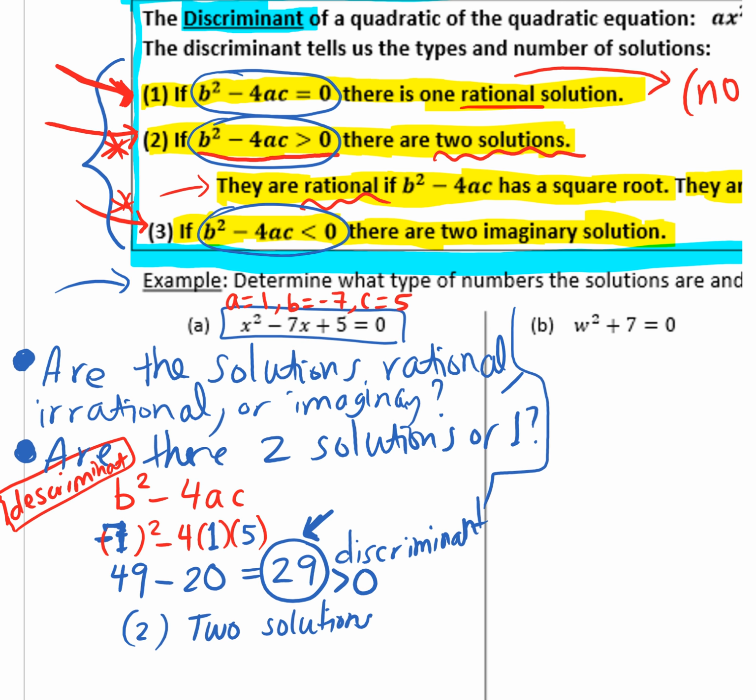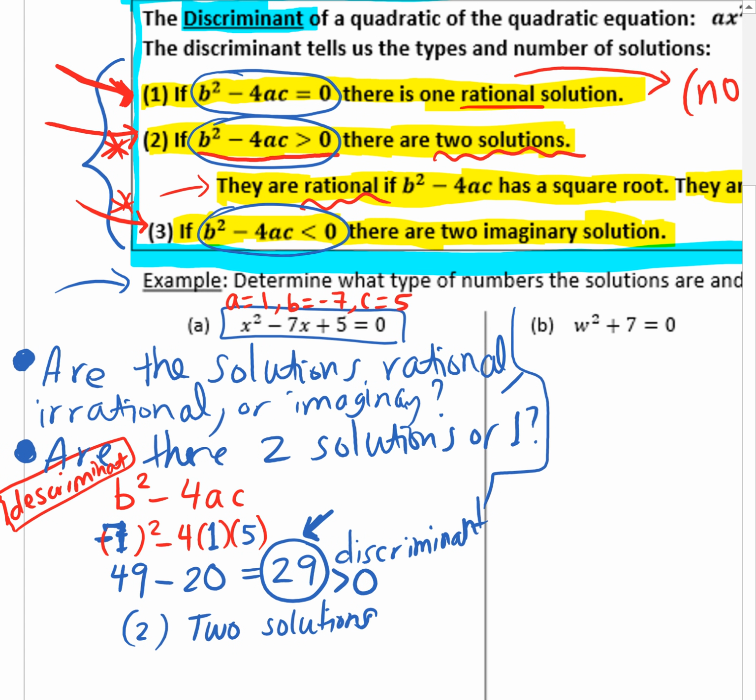29 is just a value that'll let you know how many solutions and what type. We don't know anything else about the solutions. They have really nothing to do with 29. 29 won't be part of your solutions. It's just a value that'll tell you how many there are and then what type they are.